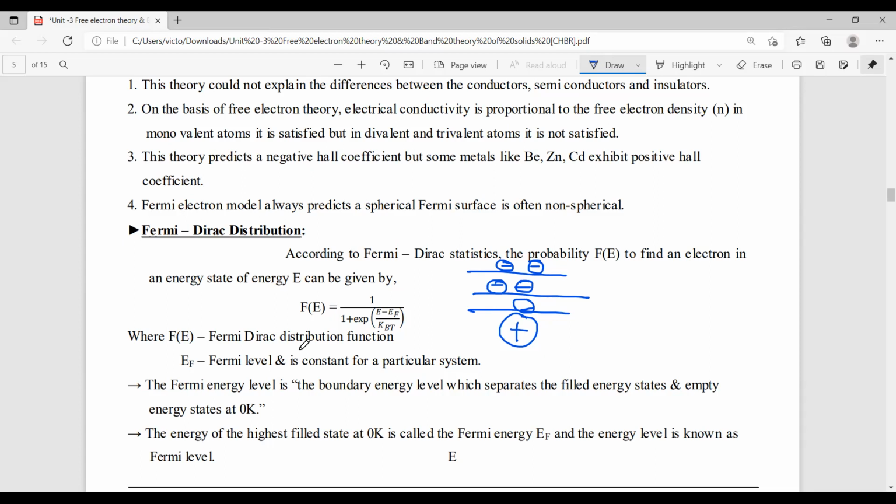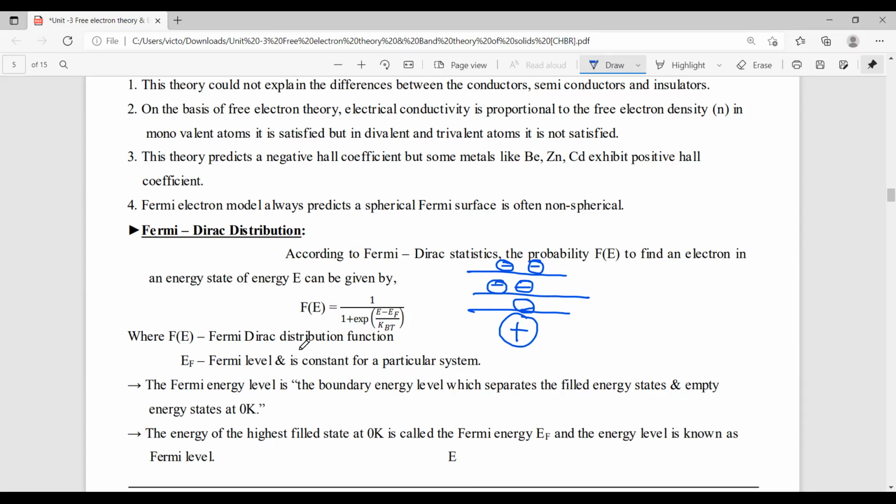F of E is equal to 1 by 1 plus exponential of (E minus EF) by kT. Here, F of E is called the Fermi-Dirac distribution function, and EF is called the Fermi level, that is constant.